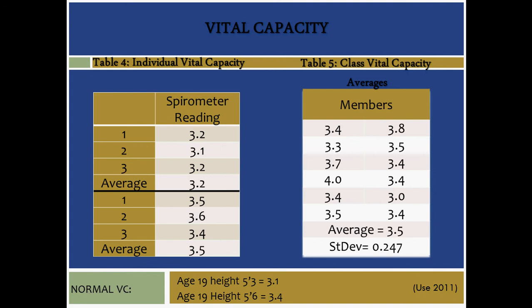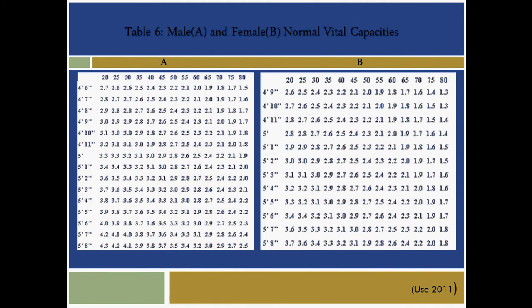Table 5 shows the average vital capacities for each person in the lab. The average vital capacity for the lab members is 3.5 and the standard deviation is 0.247. There were both males and females performing this lab, and based on the chart for normal vital capacities for males and females, we do not think these values can be averaged because the normals for genders are different.